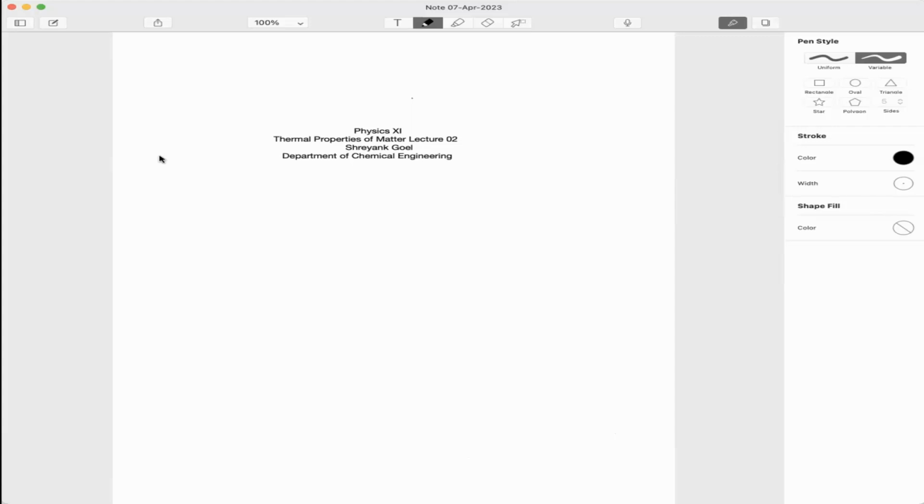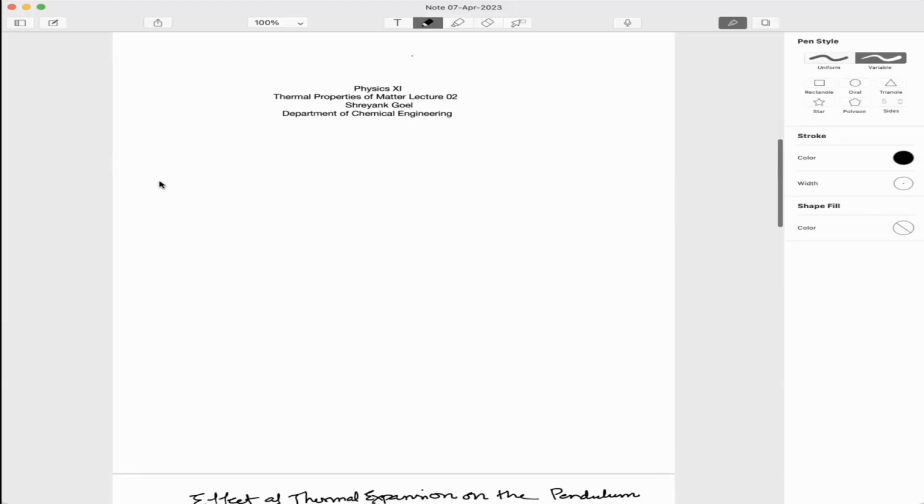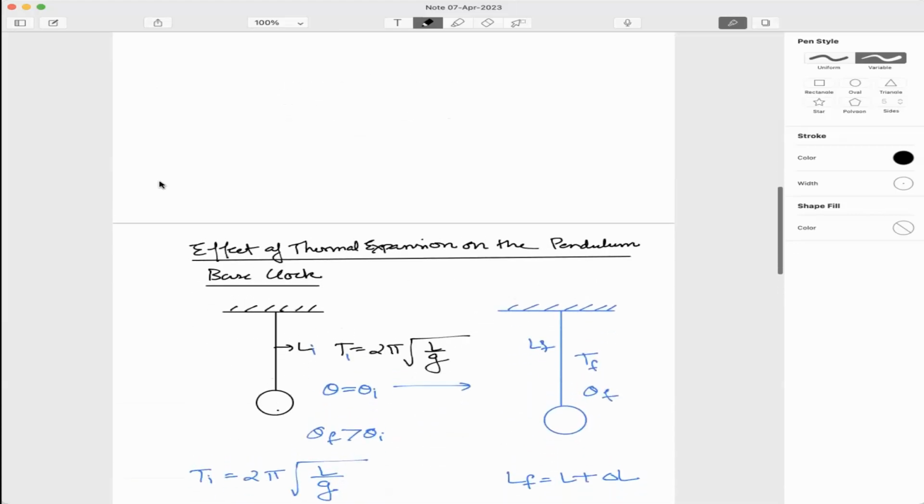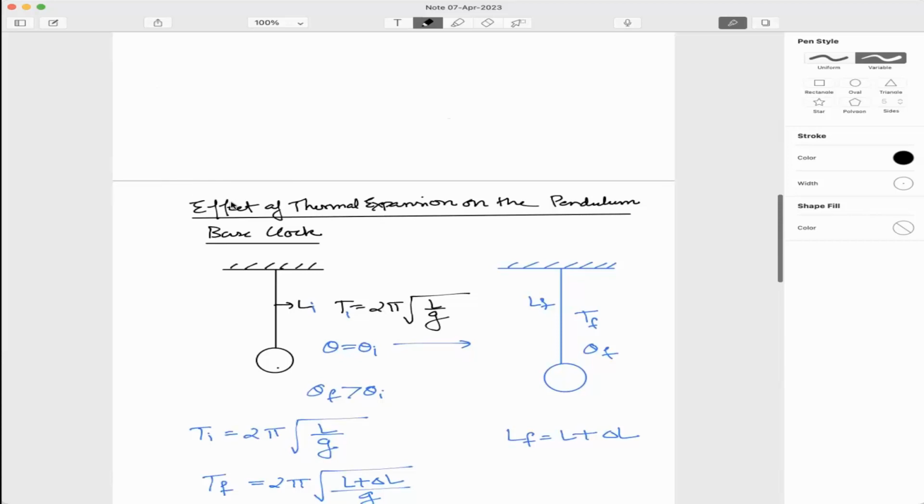So hi everyone, I welcome you all to the second lecture on thermal properties of matter. In this lecture, we have started with finding the effect of thermal expansion on the pendulum based clock.